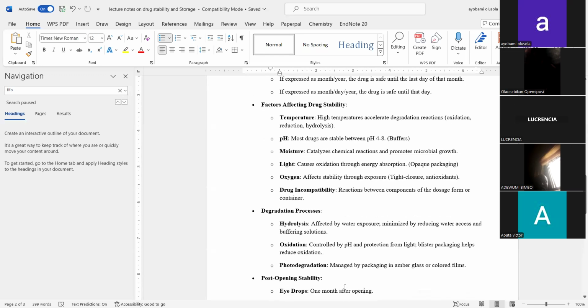Now, what are the types of degradation processes that your drug can undergo? Number one, we have hydrolysis.